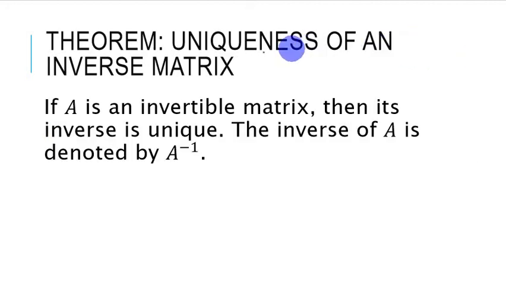One theorem closely related to this is the uniqueness of an inverse matrix. If A is an invertible matrix, then its inverse is unique, denoted by A raised to negative 1, or read as the inverse of A. So this theorem is telling us that if we find the inverse of A, it is unique to that specific matrix. We cannot have a matrix with two inverses. There's only one inverse of a specific matrix.